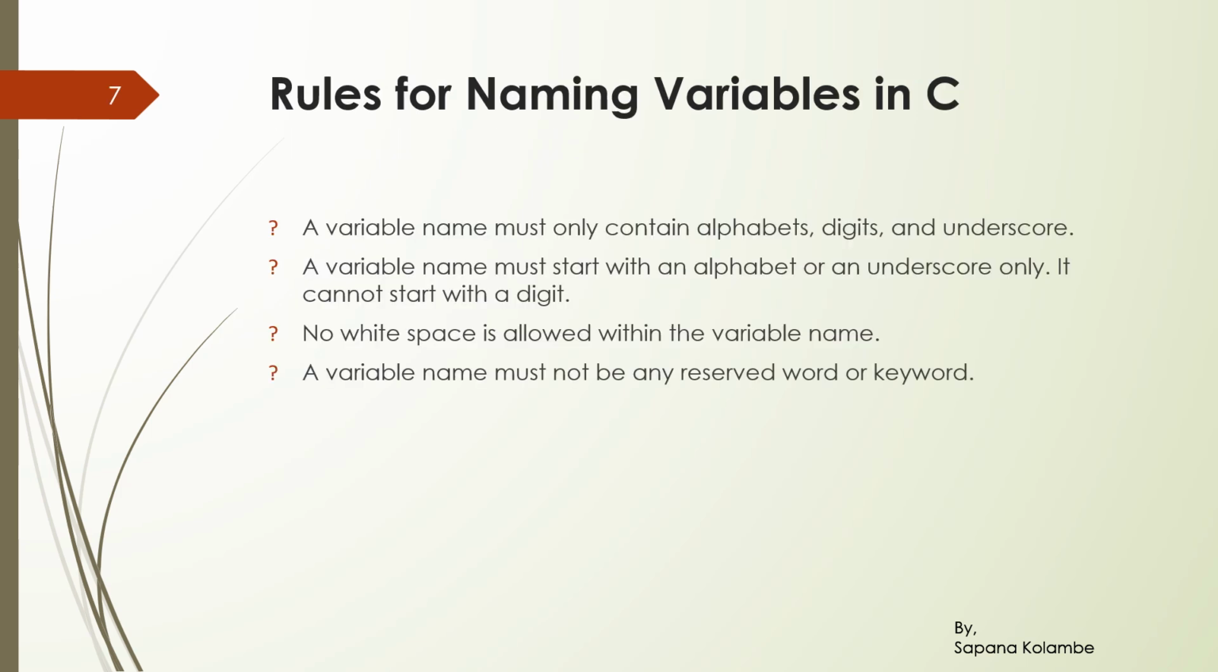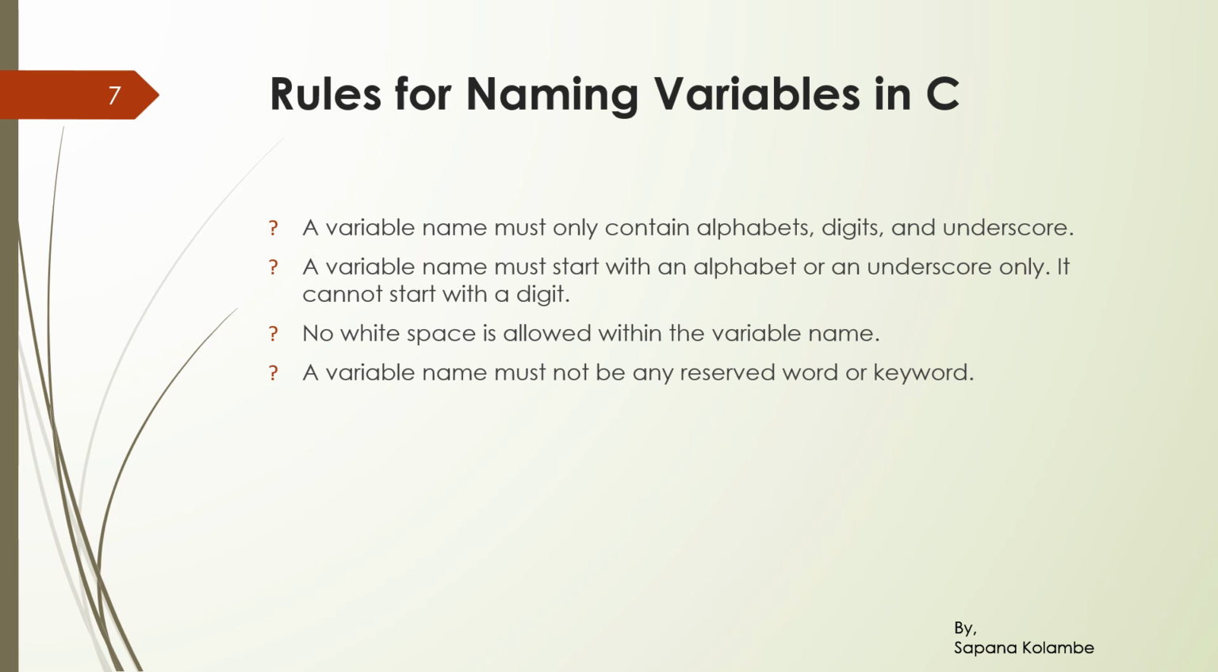There are certain rules when you are naming a variable. The first rule is that a variable name can contain alphabets, digits or underscore. The second rule is that a variable name must start with an alphabet or underscore only. It cannot start with a digit. So a variable can contain alphabets, digits and underscores, but you have to start the variable with an alphabet or underscore. You cannot start it with a digit.